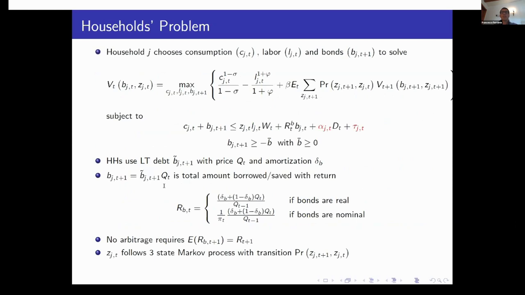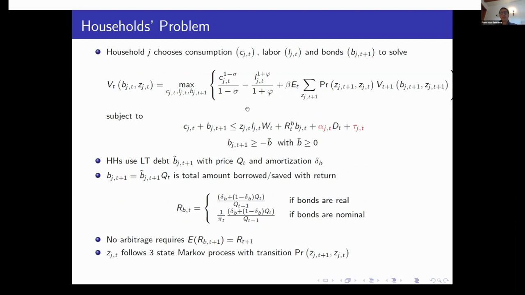So the main, let me go quickly over the household problem, which is the most important part of the model, which is pretty standard. Households choose consumption, labor, and bond holdings in order to maximize the standard utility function, subject to a budget constraint where on the left-hand side we have expenditure for consumption and saving in bonds if B is positive, otherwise this represents borrowing if B is negative.